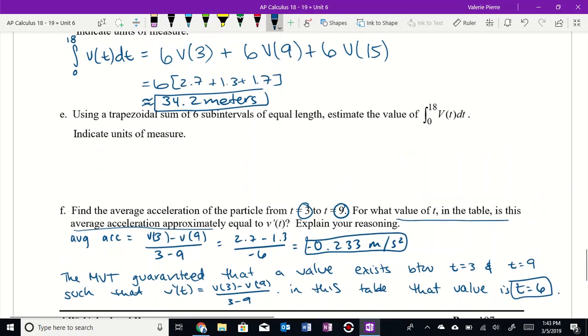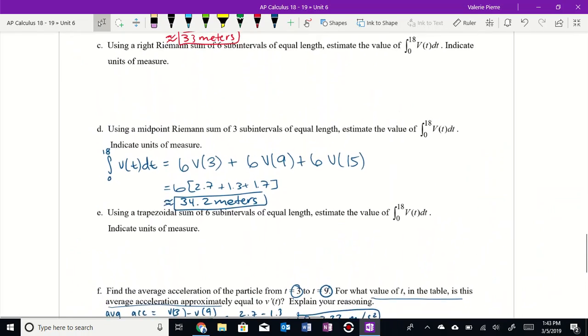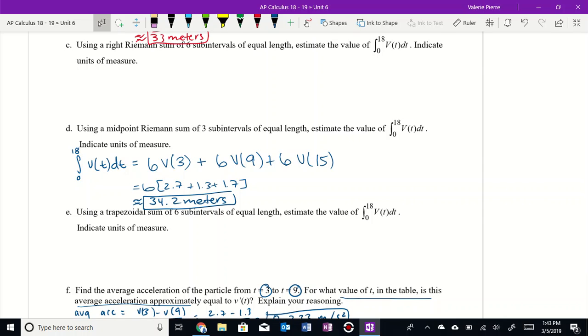Okay, what I want you to do is complete parts C and E on your own using the right Riemann sum and the trapezoidal sum.